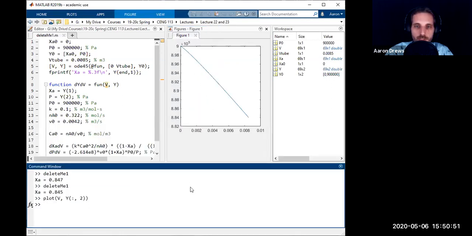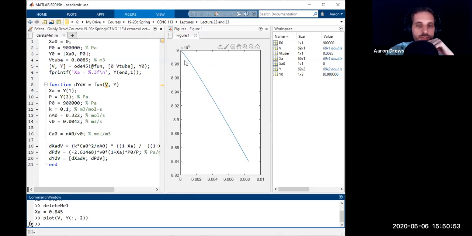So there is our pressure. And we can see it didn't change very much, right? It started off at 900,000 pascals or 900 kPa, and then it only dropped to about 884, which is not really that big of a drop.